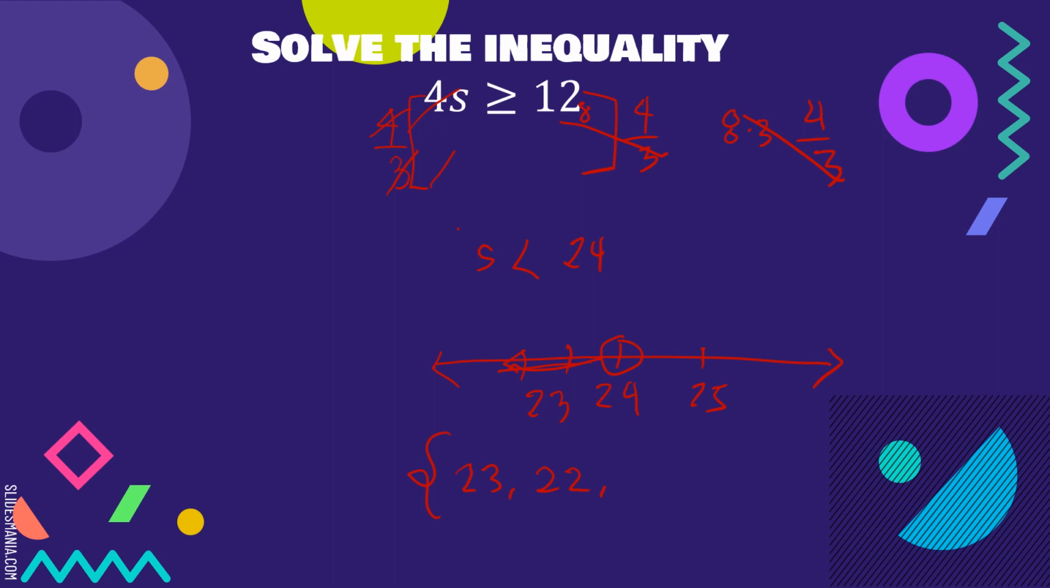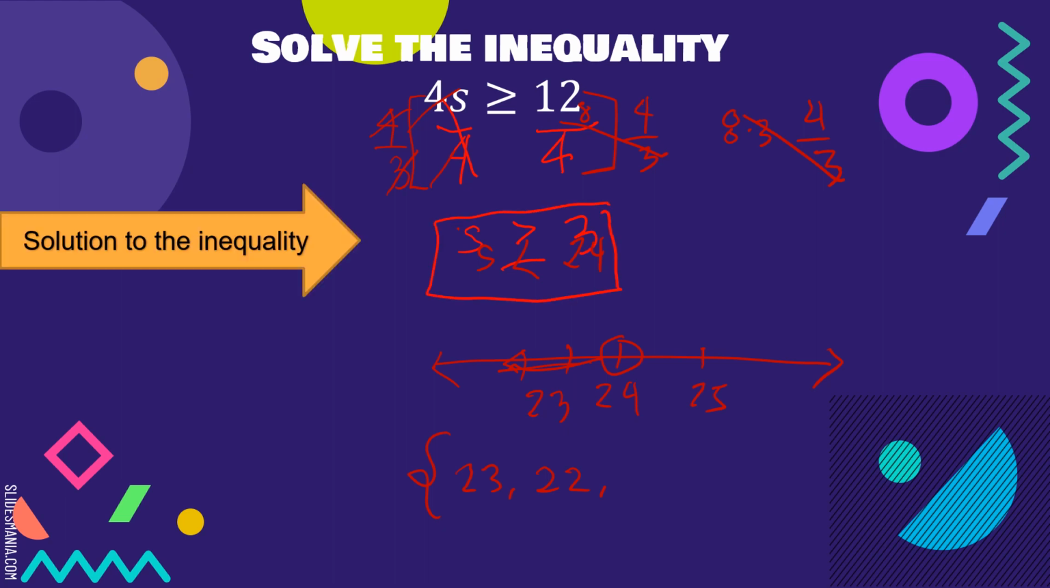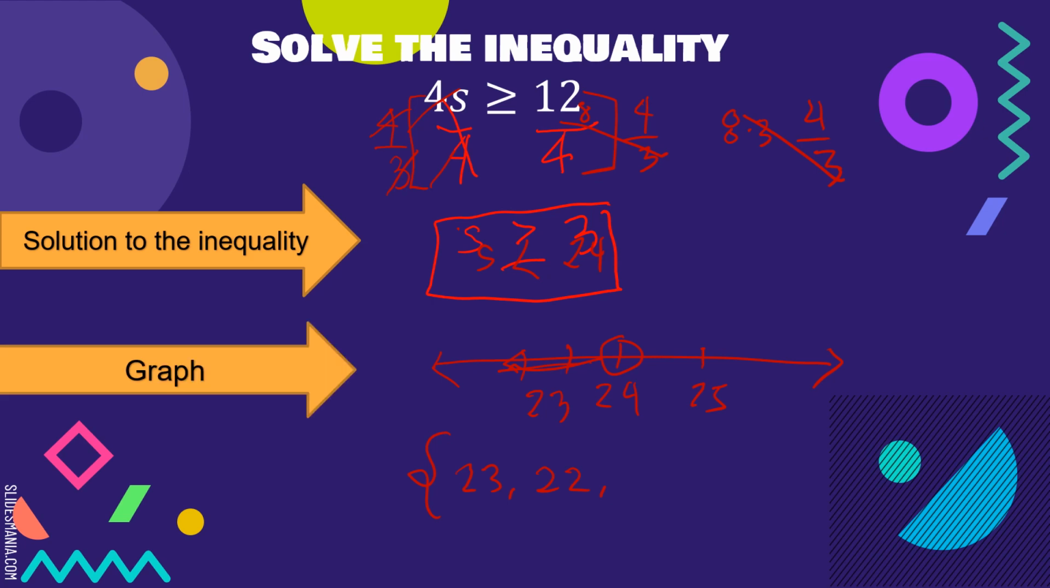Okay, problem number 5, we have here 4s greater than or equal to 12. So how are we going to do it? So how are we going to remove this constant beside the variable s? We can do it if we divide both sides by 4. So 4 over 4, that is 1, or that is simply s, greater than or equal to the quotient of 12 over 4, that is 3. So that is our solution to the inequality. S is greater than or equal to 3, and then we are going to sketch the graph.